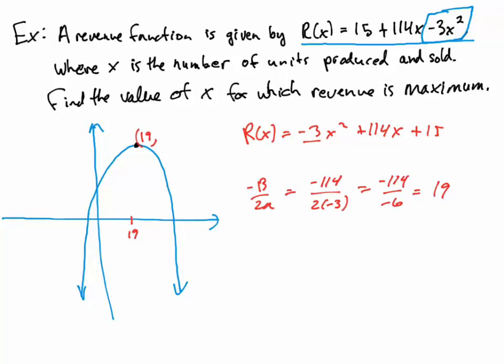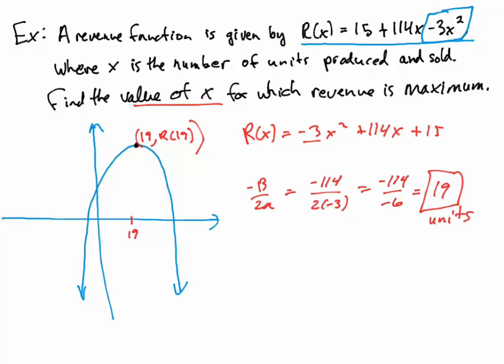And we could figure out what the revenue is when 19 units are produced and sold, but the question doesn't actually ask us to find r of 19. It just asks us to find the value of x for which revenue is maximum. And that value is going to be 19 units here.